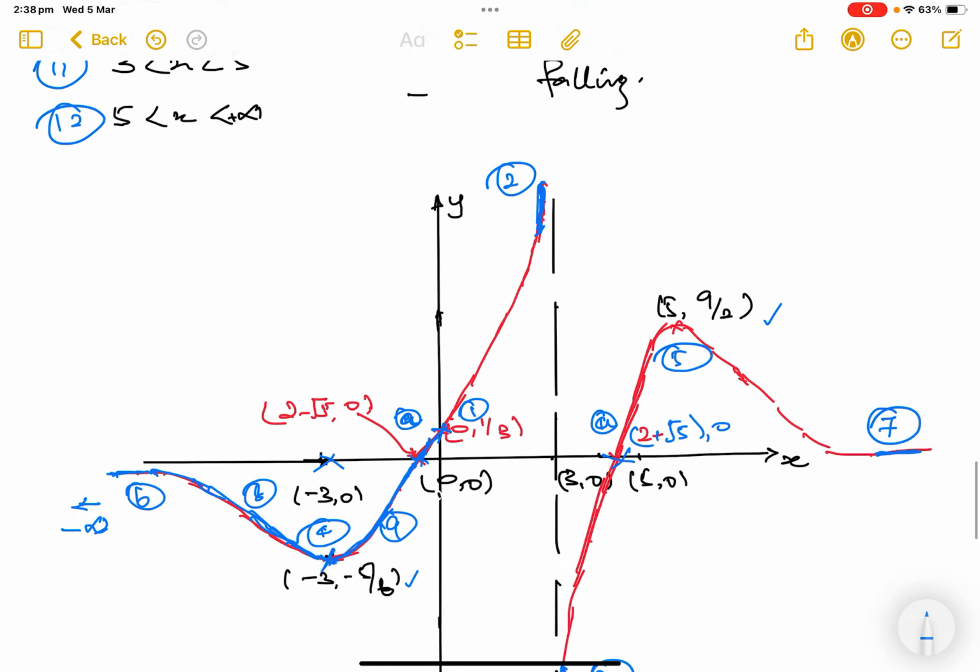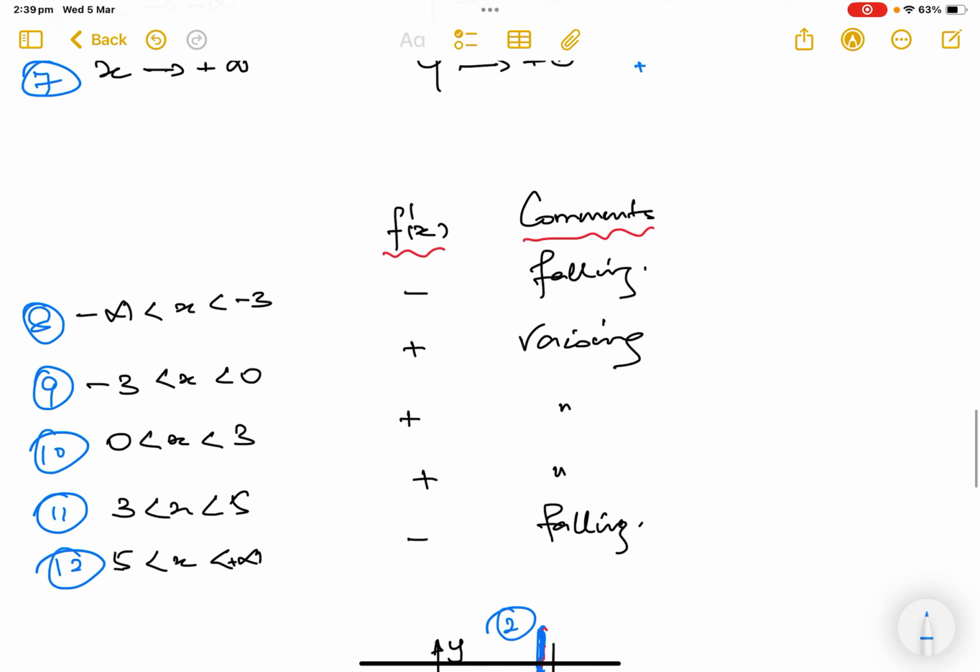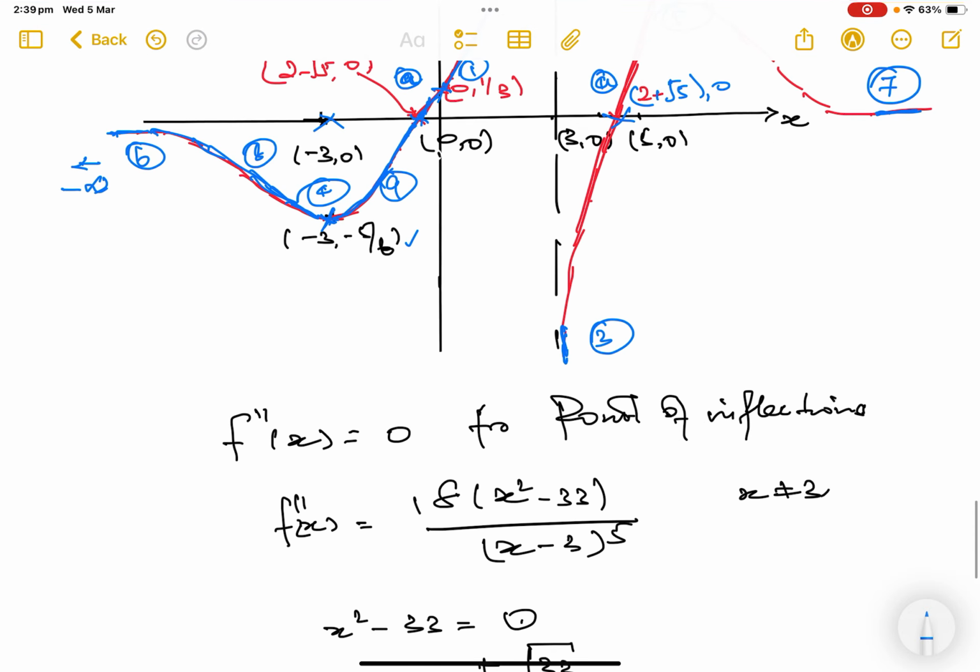3 and 5 is still rising. 3 and 5 here. This is 5. 0 and 5 is rising from this. So it's there. And we know it cuts the x-axis, which is A. So I missed that from the initial numbering. Right. Okay, that's done. That is 11.